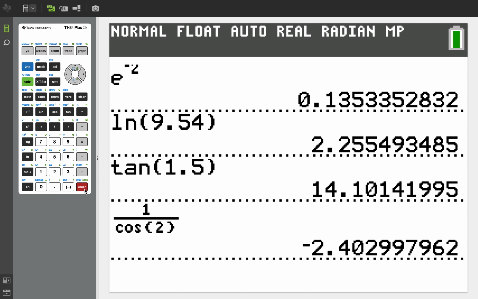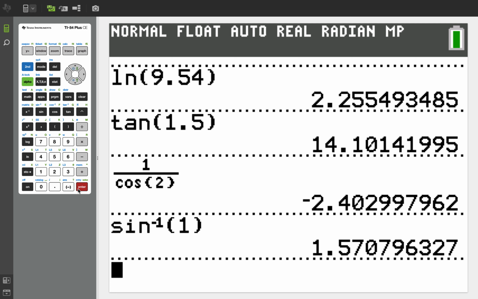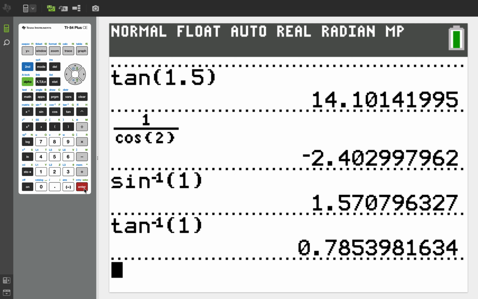Okay, now inverse sine is located right here. So we'll go second inverse sine of 1, which actually that's pi over 2. And arctan is the same as inverse tan. Arc sine is the same as inverse sine. Those are synonymous. You know what I mean? So I'm going to go second for inverse tan or arctan, and that's pi over 4. Okay, so those are some of the main features that we're going to be using on our calculator.